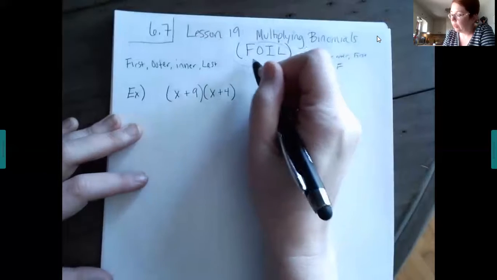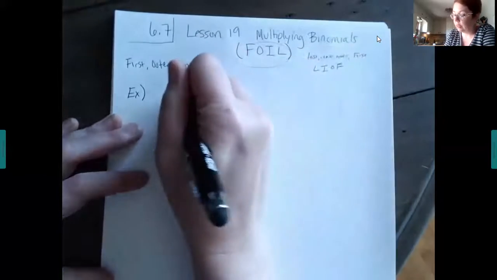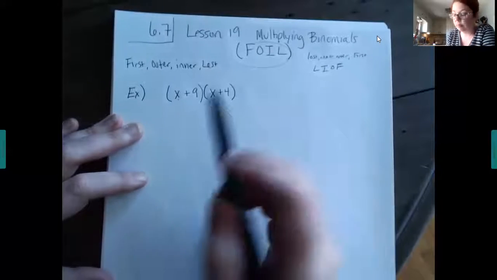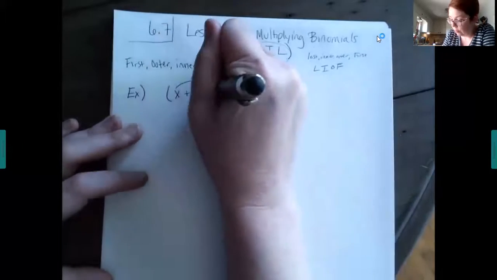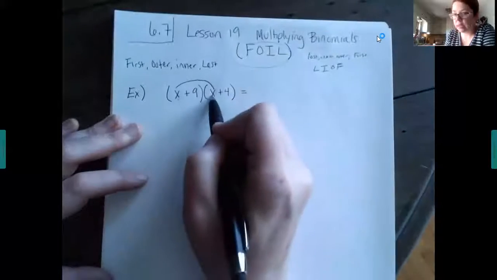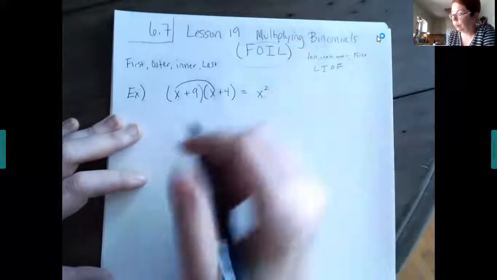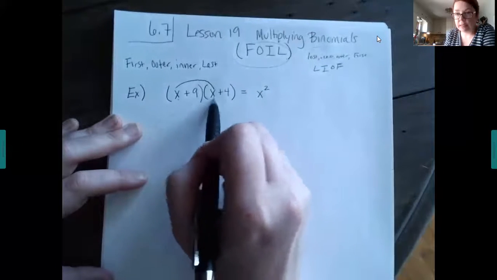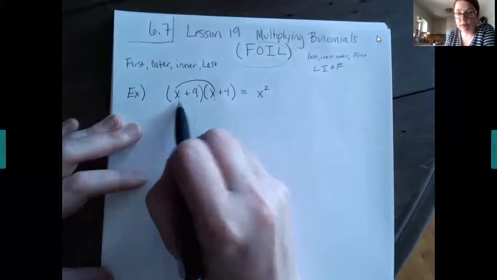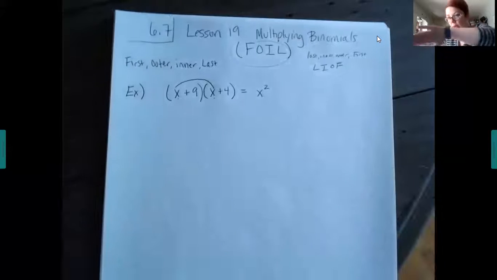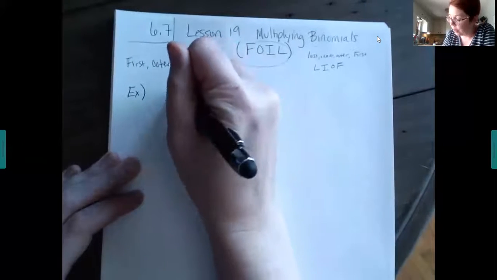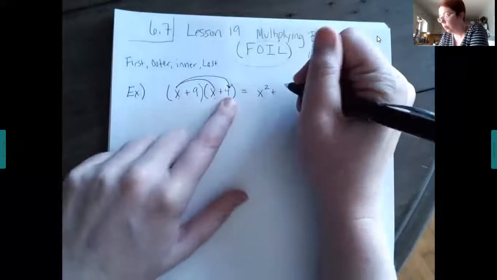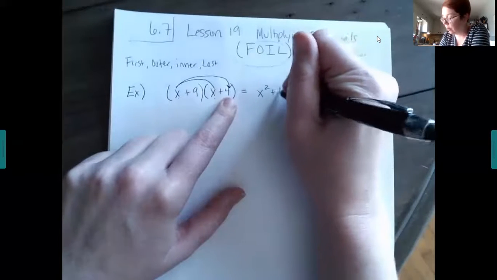When they say FOIL, they're saying we're going to take this first term times this first term. So x times x gives us x squared. And then outer, well, if you think of these as innies, then these are outies. These two right here are on the out level. So outer would be this times this, so x times 4. Usually you write it with the number first, so we're going to have 4x.